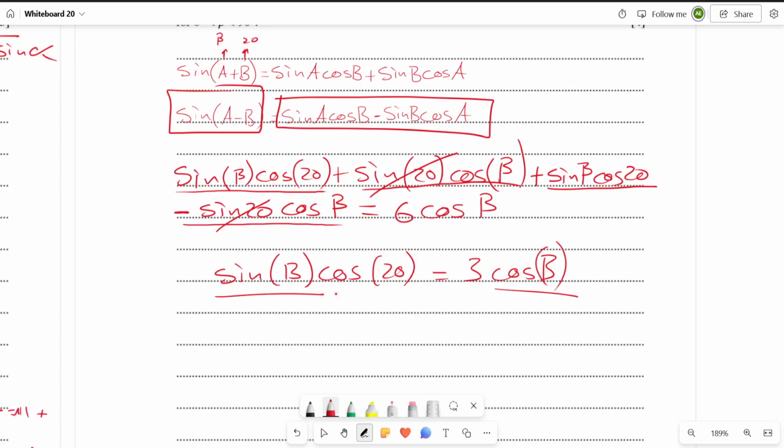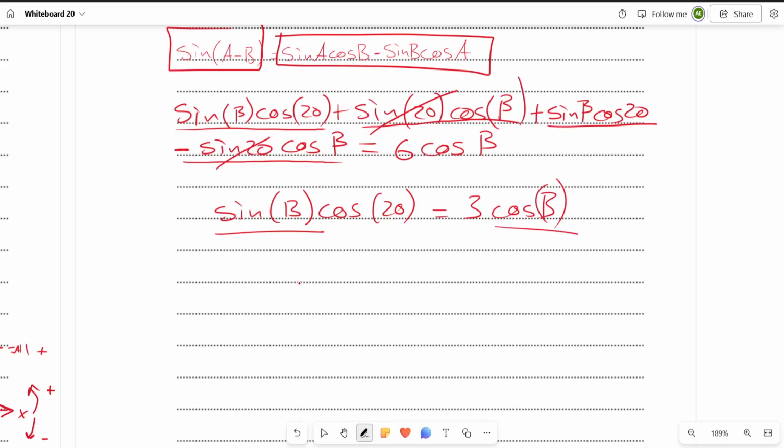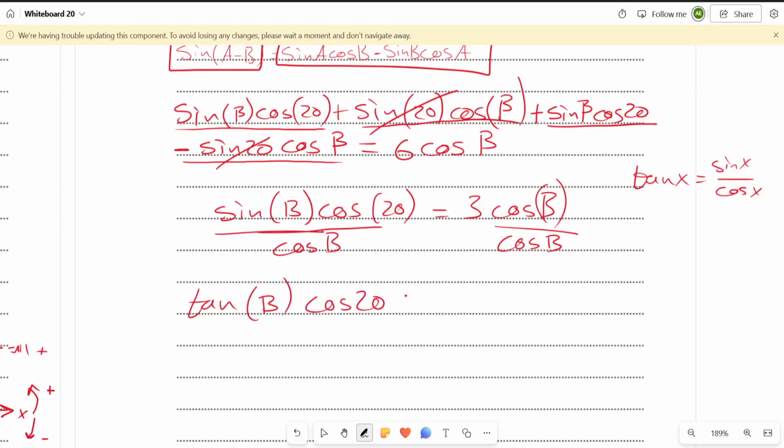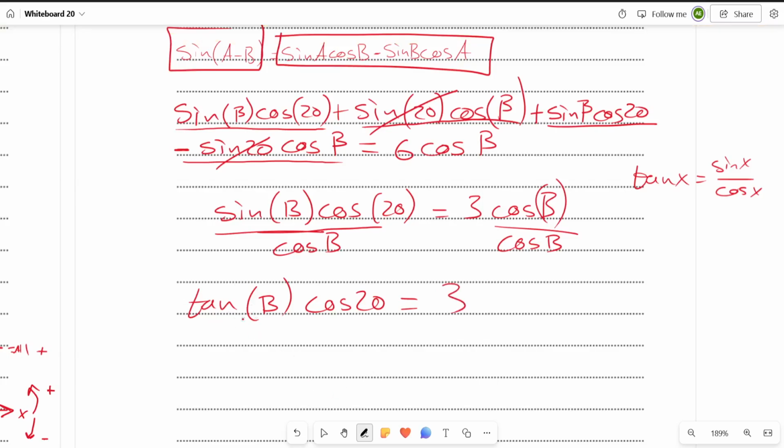And as I told you, I always want to have only one trigonometric identity to start using my ASTC to solve. I know that tan x equals sine x over cosine x. So if I divide both sides by cosine beta, I will have this part, which is sine over cosine. So this part is going to be tan of beta times cosine 20 equals 3. And now to make the tan beta alone, I will divide both sides by cosine 20 over cosine 20.